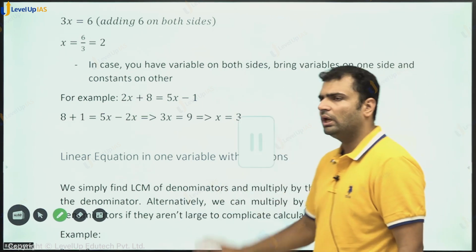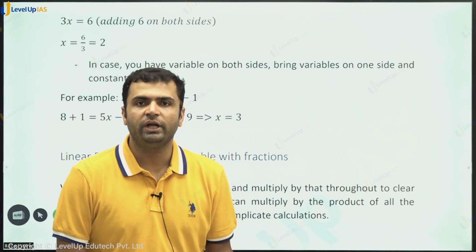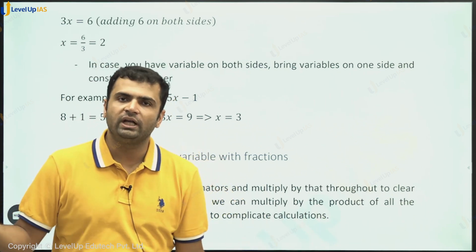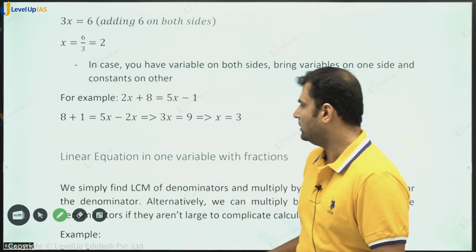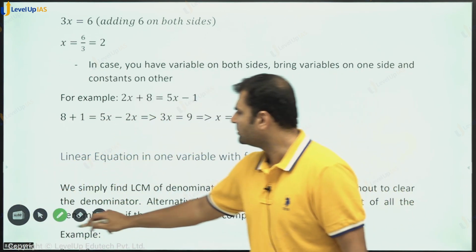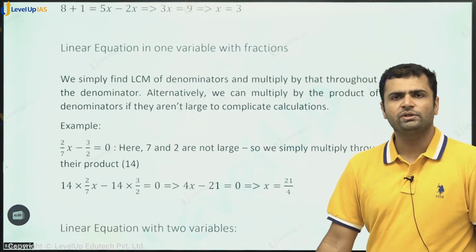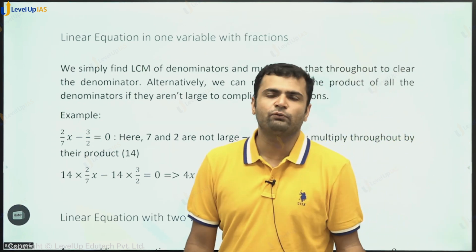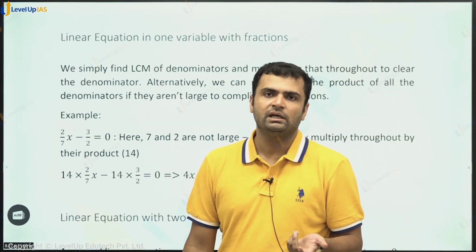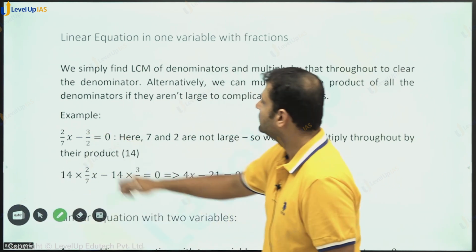So solving linear equation with one variable is very very easy. Just bring constants on one side, variables on one side, and you will get the solution. Fine. Now something we'll see, that finding out solution of linear equations with fractional coefficients. कुछ नहीं है, it is about just instead of coefficients, instead of integers, now we'll have fractions. Nothing else changes.